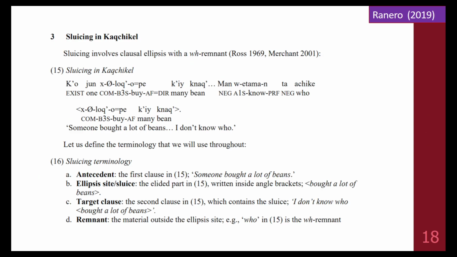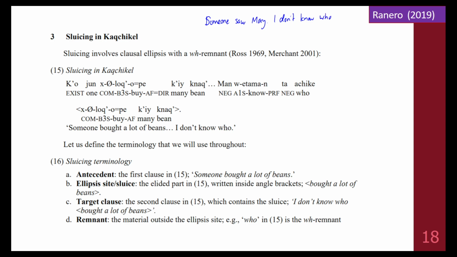So if we take a look at a couple of examples here, a couple of excerpts. One is from Merchant about sluicing. So sluicing, to explain it quickly, what is it? Here's the example: "Someone bought a lot of beans. I don't know who." I think this is one that comes up later. "Someone saw Mary," and then you can say, "I don't know who."